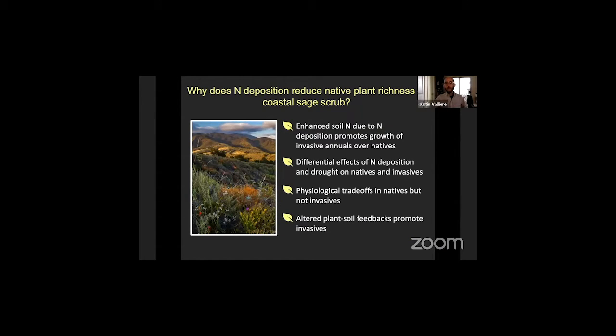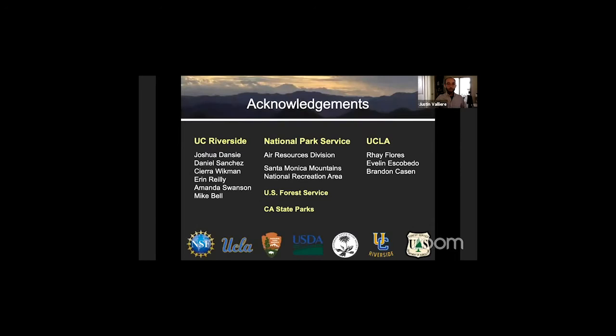Okay, so this is just a recap of those mechanisms. So enhanced soil nitrogen due to N deposition promotes the growth of invasives. There seem to be differential effects of N deposition and drought on natives and invasives, where the natives suffer physiological trade-offs that the invasives don't, and also altered plant-soil feedbacks may promote this effect as well.